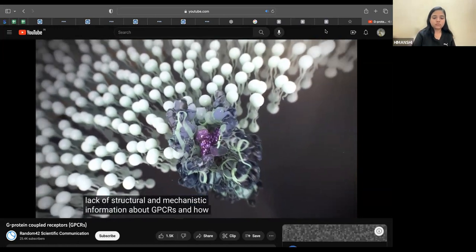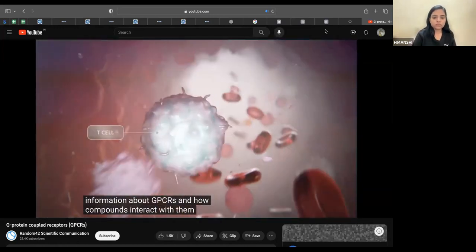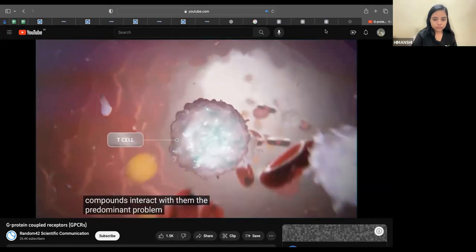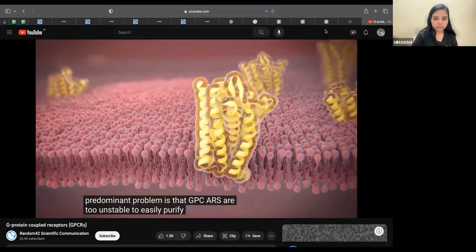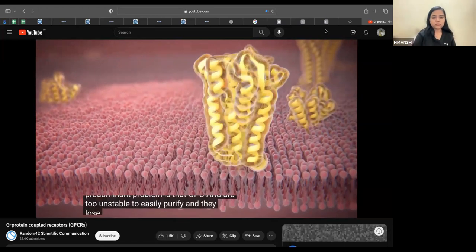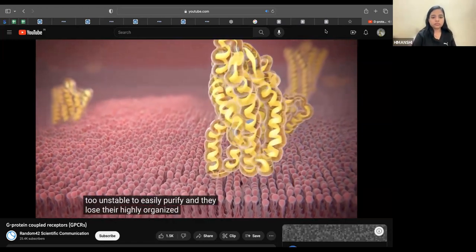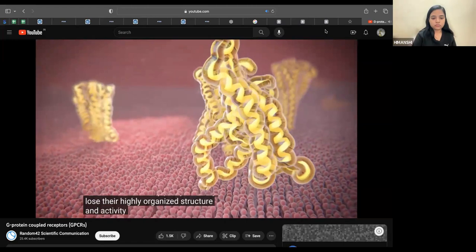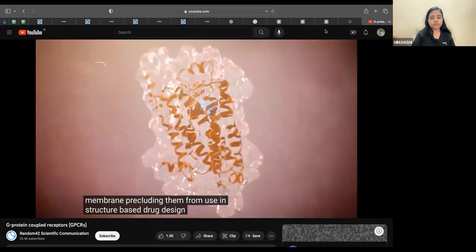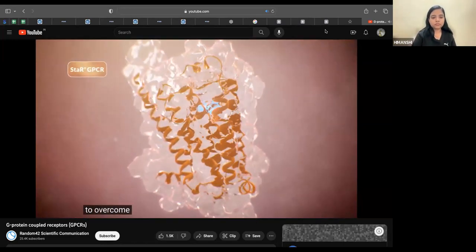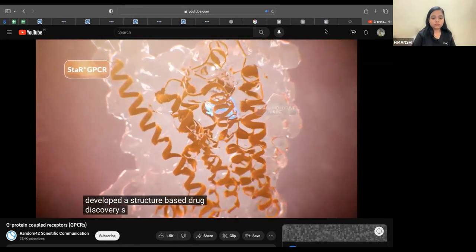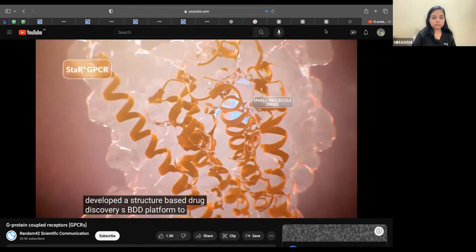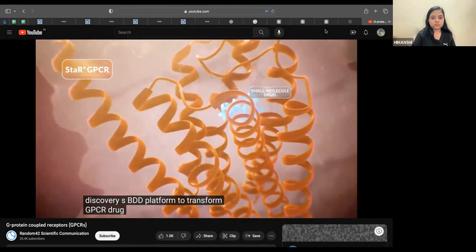interact with them. The predominant problem is that GPCRs are too unstable to easily purify, and they lose their highly organized structure and activity once removed from the cell membrane, precluding them from use in structure-based drug design. To overcome this problem, Heptares developed a structure-based drug discovery (SBDD) platform to transform GPCR drug discovery.